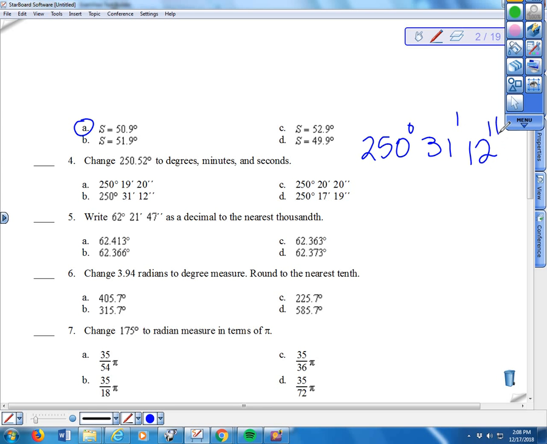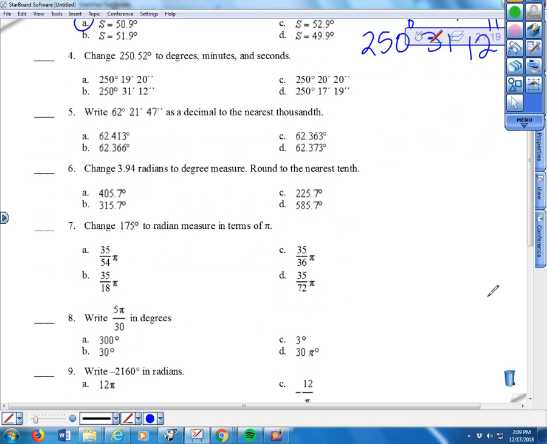Yes. Letter B. Were you right? I told you. Yeah, you're right. Okay, that's good. It's just a rough one. Okay, so 47 is where I would start. And I take 47 divided by 3600. I didn't know how to do that one, so I just went through these. And then I'd add that to 21 divided by 60. And then 62.363 is what I get.